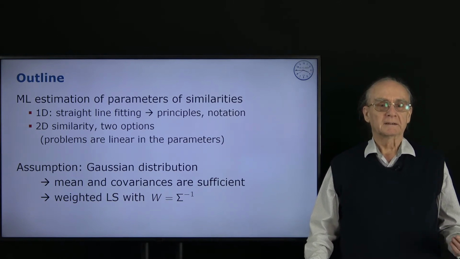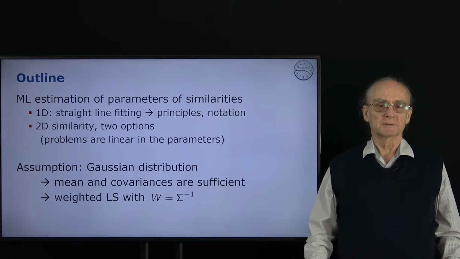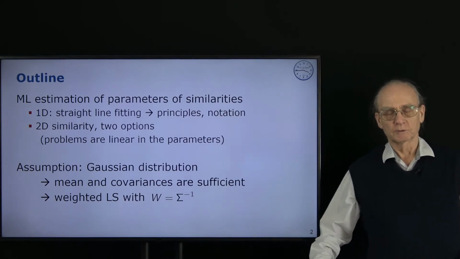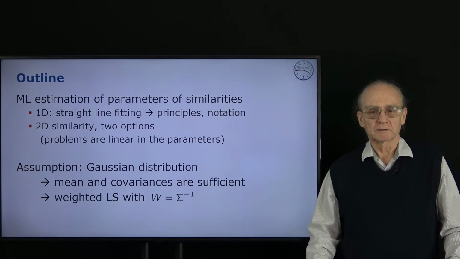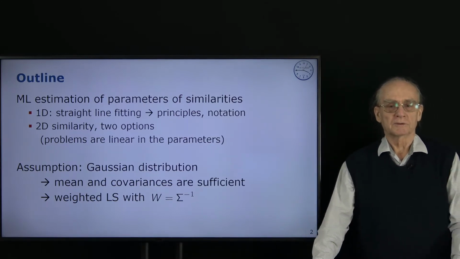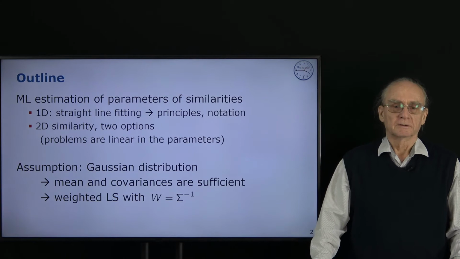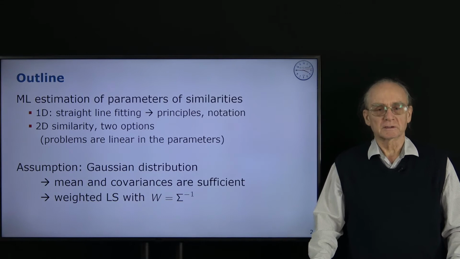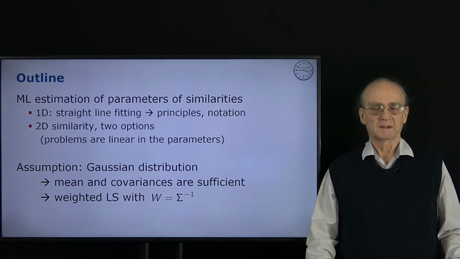In 1D and 2D, we have the advantage that these problems are linear in the parameters, so we have no problem just taking the linear Gauss-Markov model. We assume that the data are Gaussian distributed. That means it is sufficient to use the mean and the covariances for describing the whole model. And we use the inverse of the covariance matrix as a weight matrix, so we can work with weighted least squares, which in this case leads to linear equation systems.